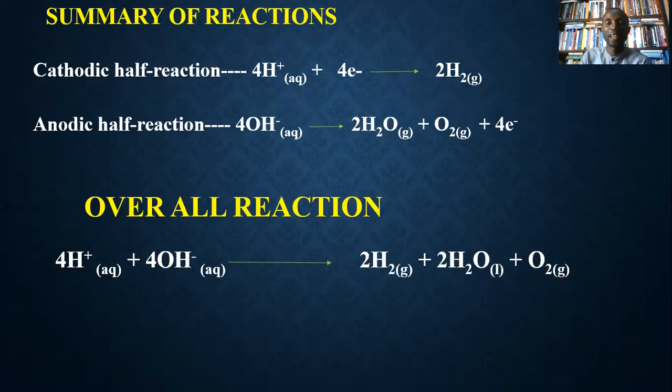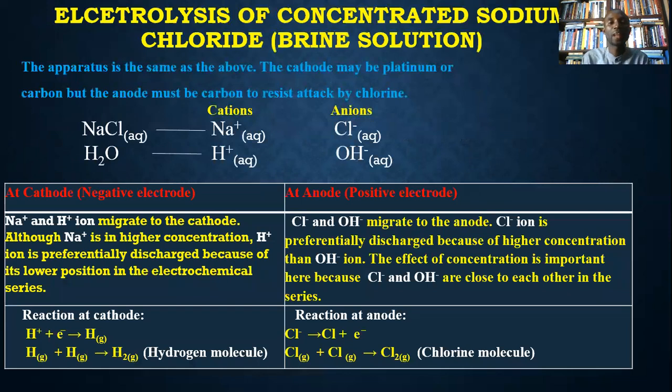All right, let's take another example: electrolysis of concentrated sodium chloride. Remember, concentrated sodium chloride is also known as brine solution. The apparatus is the same as that of the acidified water, but here the cathode may be platinum or carbon, anyone, but the anode must be carbon in order to resist the attack of chlorine. That is the only difference there.